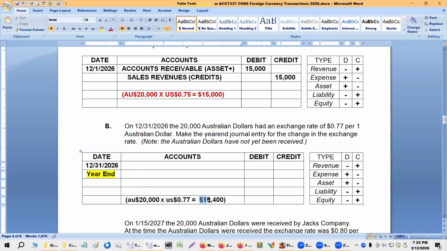Okay, so this is 15,400. Now notice we have not received the cash yet, though. They haven't sent us the 20,000 Australian dollars. So this is not cash, but this is how it changed. Okay, well, what are we going to do with that? They haven't sent us anything. There's no cash.